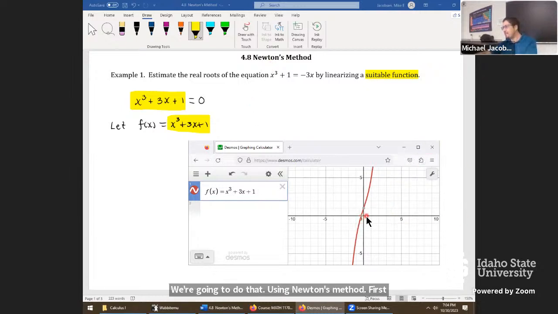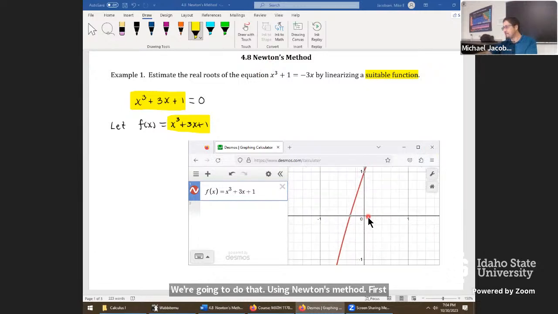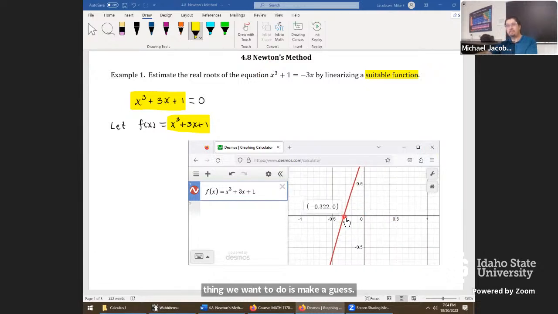First thing we want to do is make a guess. Let's take a look here. It's about negative 0.322. Let's guess negative 0.5. And note, that is way off, right? It's definitely not negative 0.5. That's way down here, not hitting 0 at all. But nonetheless, let's make that our guess.